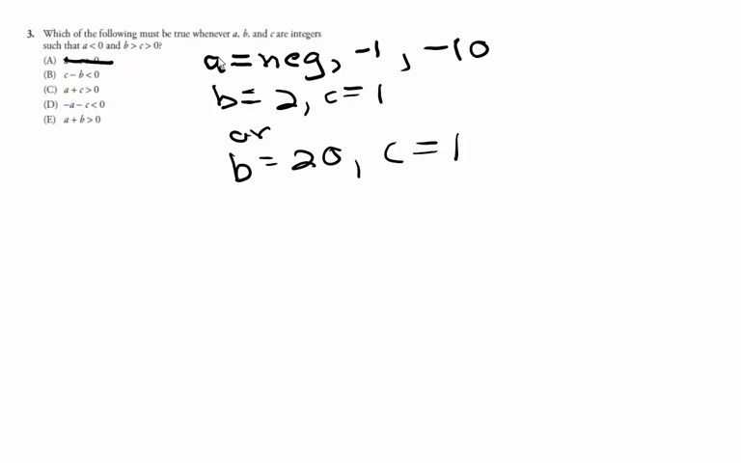b must always be bigger. It can't be the same. So it could be 1 minus 2 or 1 minus 20. So we know that we're going to end up with 1 minus 2 is -1, and that is less than 0. So we actually know that this looks good so far.